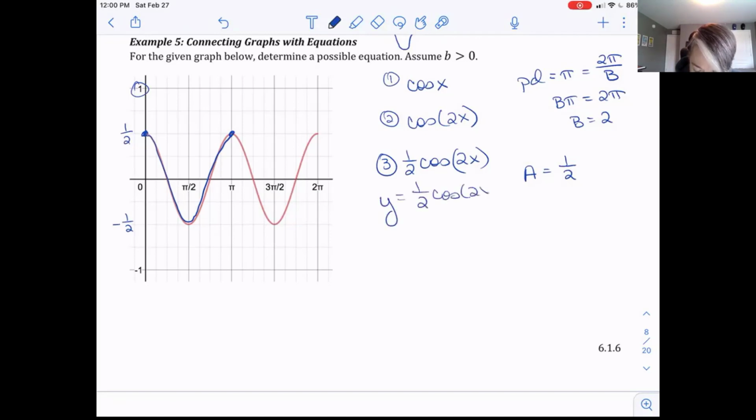1/2 cosine of 2x. You can always put that in your calculator, use the same hash marks, go from 0 to pi, and see if you get the same graph back.